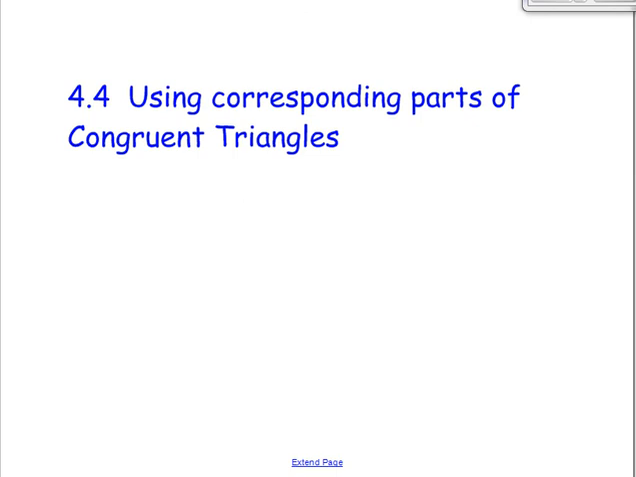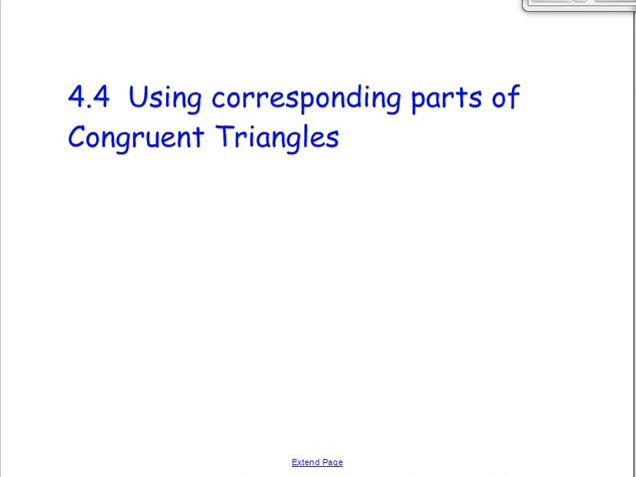So we're going to take a quick look at 4.4. And what 4.4 talks about is using those corresponding parts of congruent triangles. If you remember back in 4.1, I said that if two polygons were congruent, then I knew that all the corresponding parts of that polygon were going to be congruent as well. Well, we spent the better part of chapter 4 proving that triangles are congruent. We used our side, side, side, our side, angle, side, our angle, angle, side, and one more that escapes me at this moment to prove that two triangles are congruent.